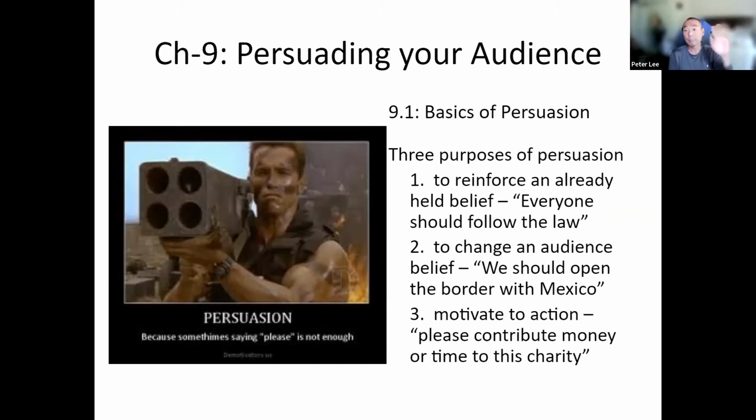Let's exercise more. Let's get better sleep. Let's eat more vegetables, right? Or let's please contribute money or time to the charity. So now you're trying to motivate people. And this is actually maybe the most challenging because people know what they should do, but they don't want to, or they don't care, or they're not motivated enough to do it, right?